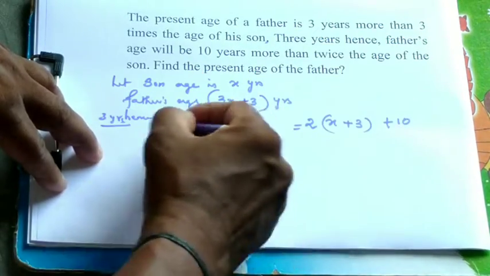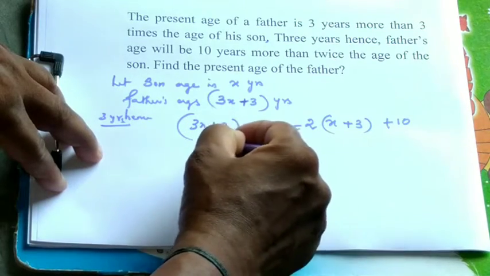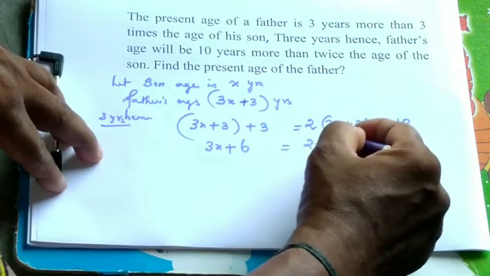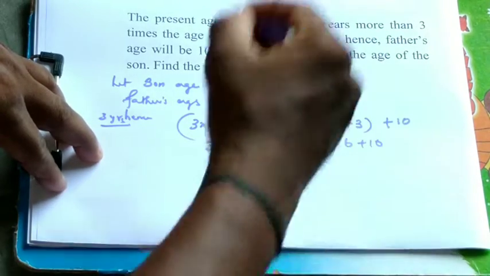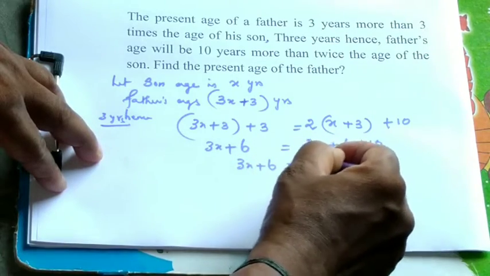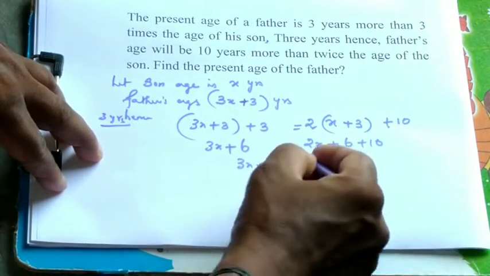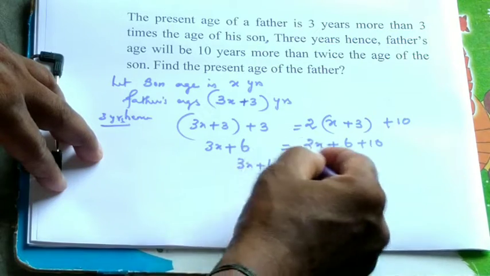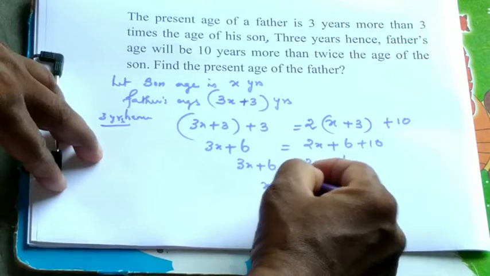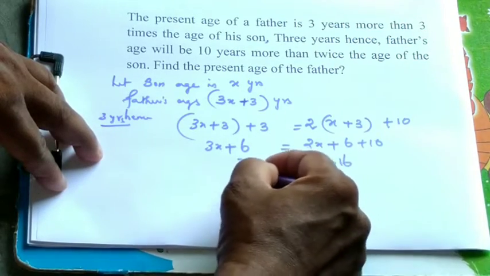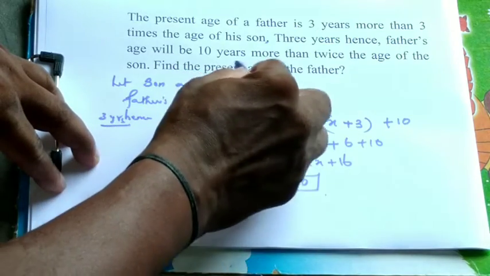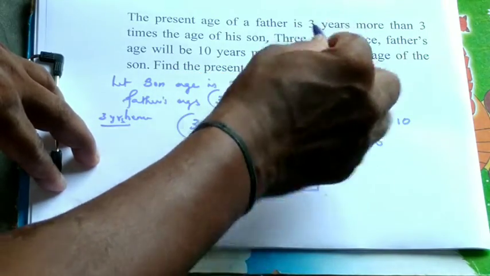Now we simplify it. It is coming 3x plus 6, then 2x plus 6 plus 10. Now 3x plus 6 equals 2x plus 16. Now we are going to subtract that. 3x minus 2x becomes x, and 16 minus 6 becomes 10. Here x equals 10. Now the question is, find the present age of the father.